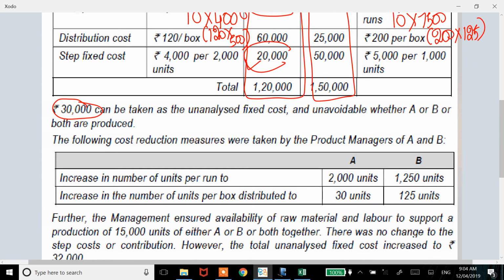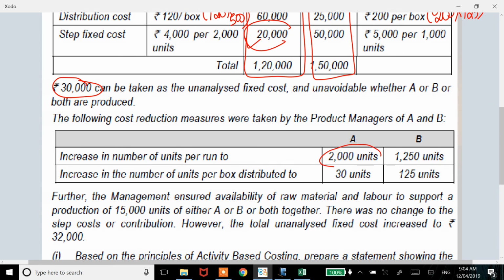Now certain measures have been taken. They are giving the number of units per run, some 10,000, some 1,250, some data point is given.